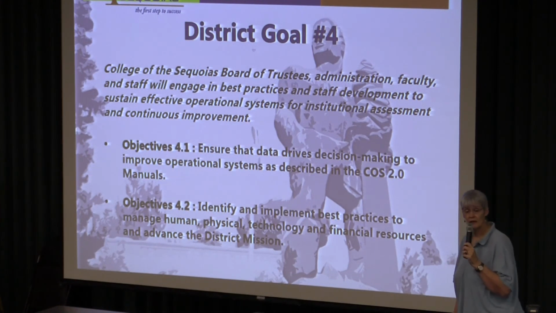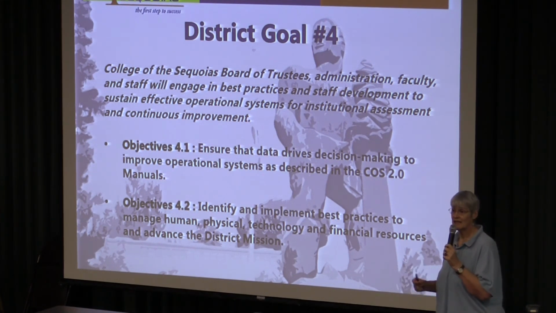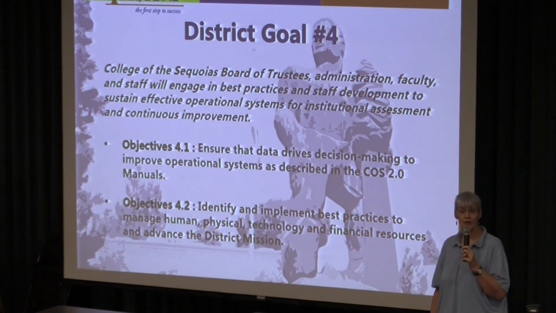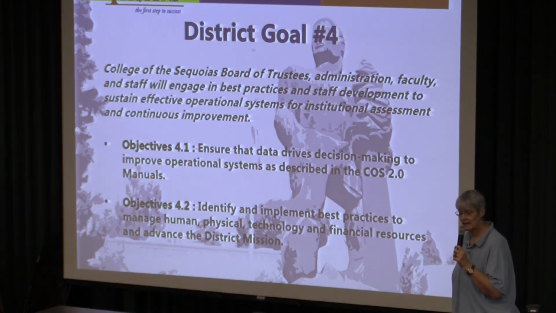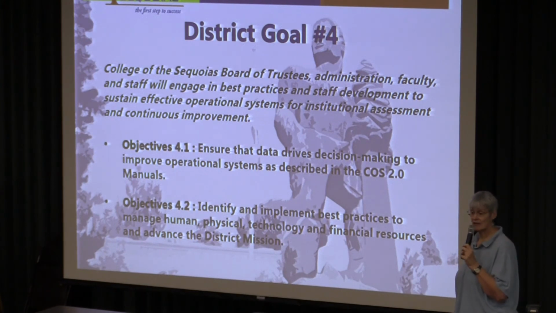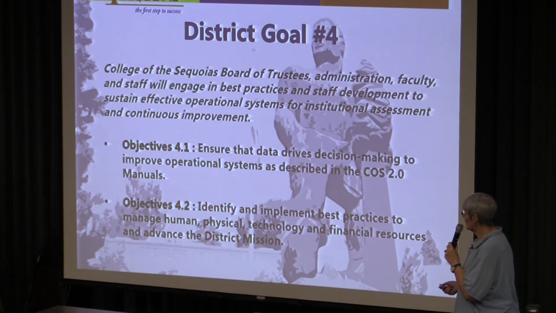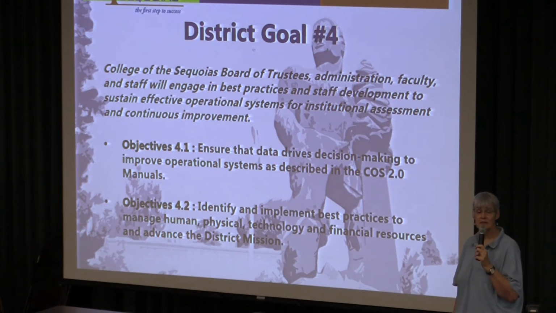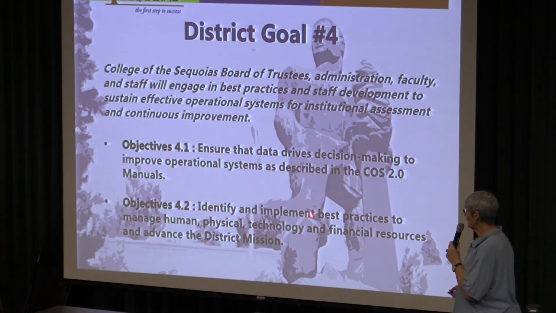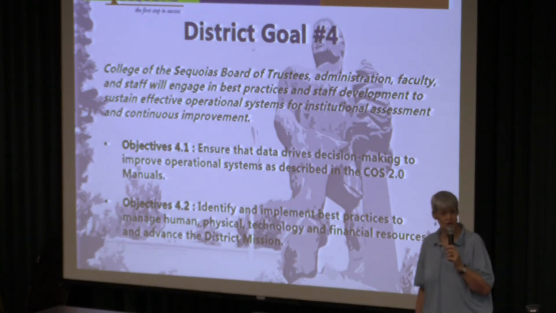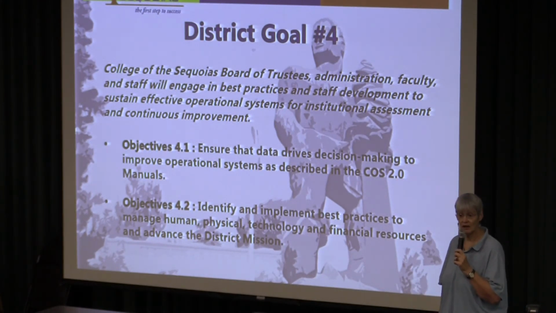You'll recall from when Greg had up our planning model, he didn't mention it, but right in the center was data. That is the center of all of our decision making and all of our planning, is using data to actually make the decisions. So that's our first objective, is that we want to make sure that we're actually doing that. Are we making decisions based on data? The second is to actually identify best practices, either that we're currently doing or that maybe we see at some other college or we hear about at a conference, and then seeing whether or not it's going to work for us. So can we continuously improve?